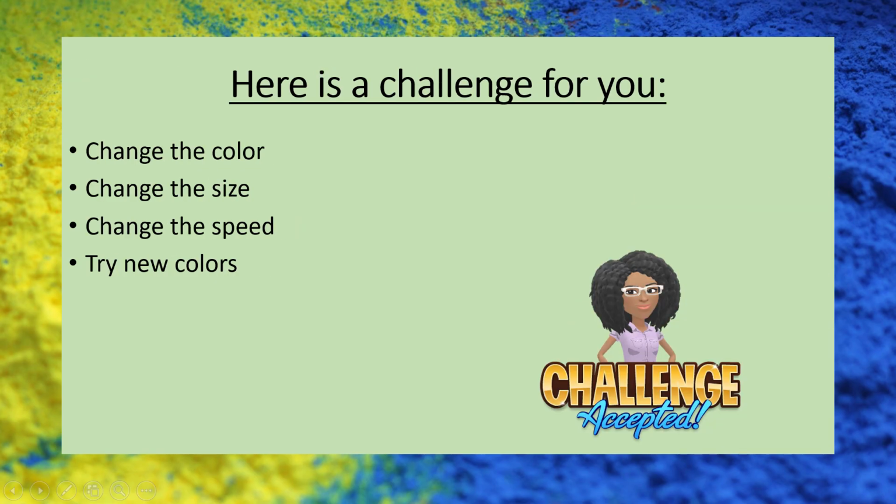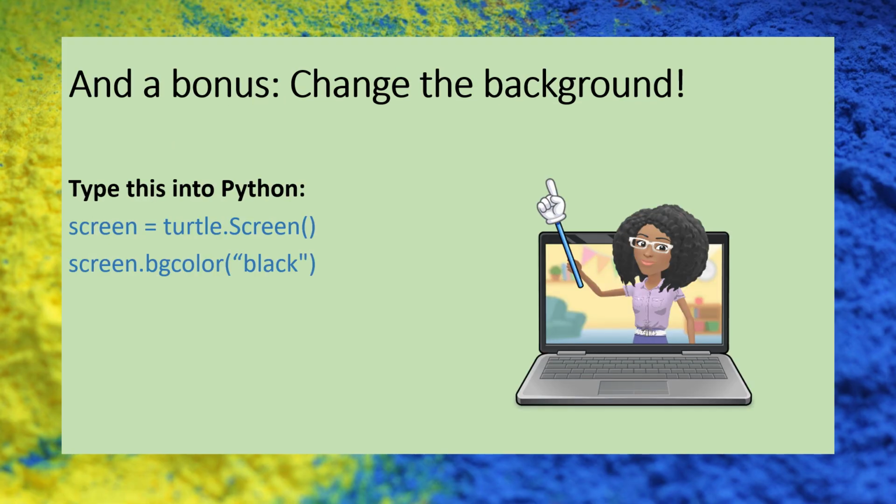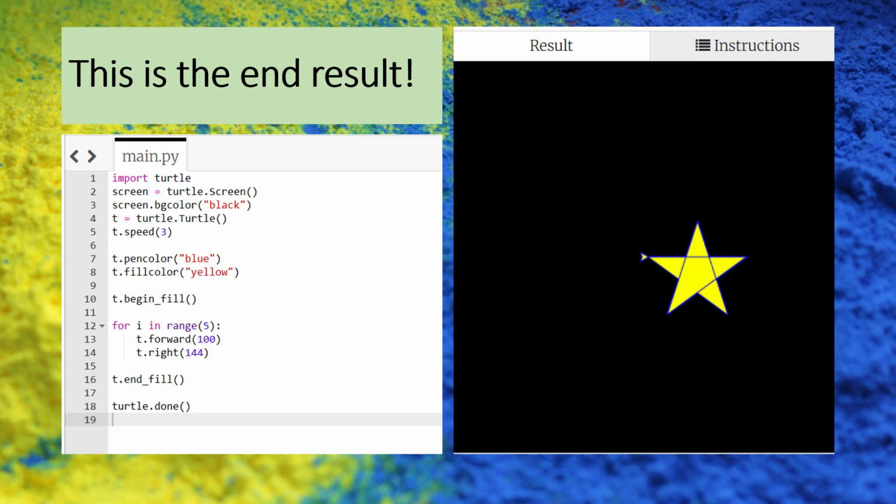Here is a challenge for you. Change the color, change the size, change the speed, and try new colors. And a bonus! Change the background color. Type this code into Python. You can pause the video again while you type. This is the end result.